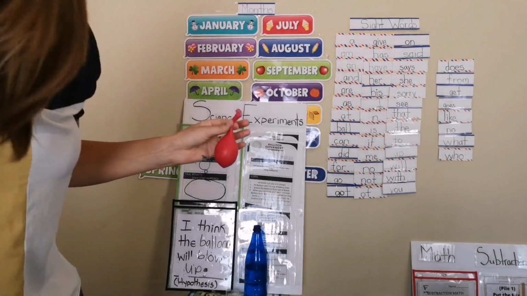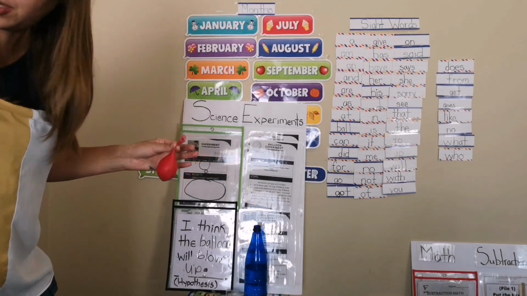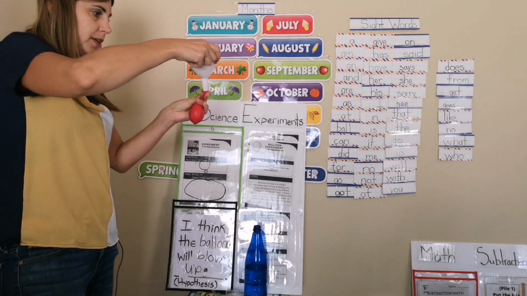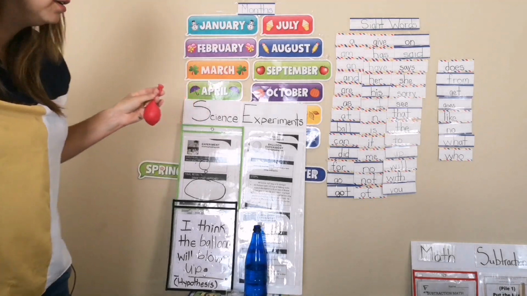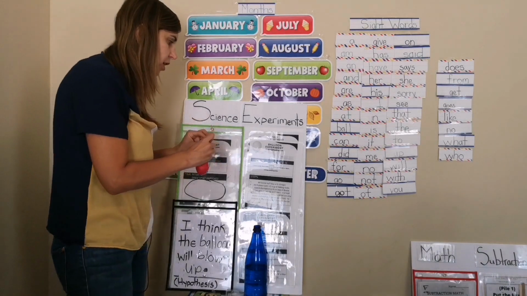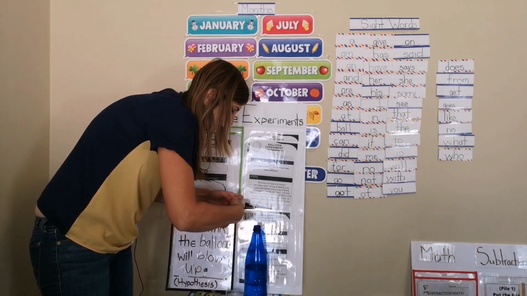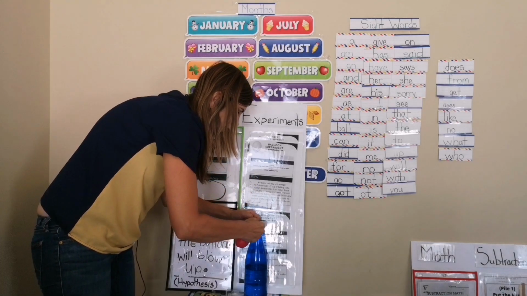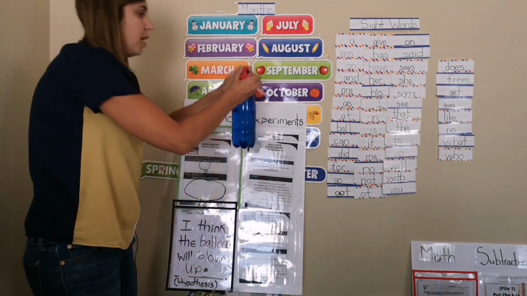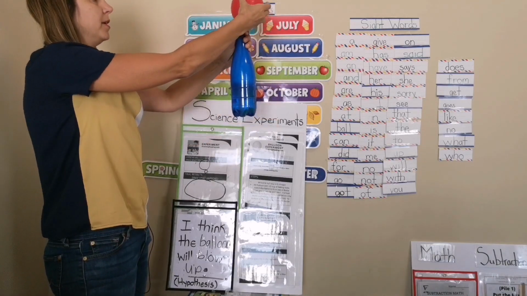So I took my baking soda and I took this to help me fill it up, a funnel, and I put it in and I poured my baking soda. Now it says stretch the balloon to fit on top of your bottle. Okay, so I'm going to stretch my balloon to fit on top. Then, when I'm ready, I'm going to hold my balloon straight up and see what happens.